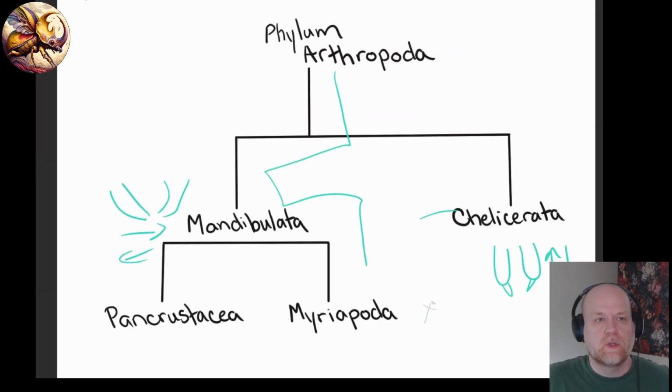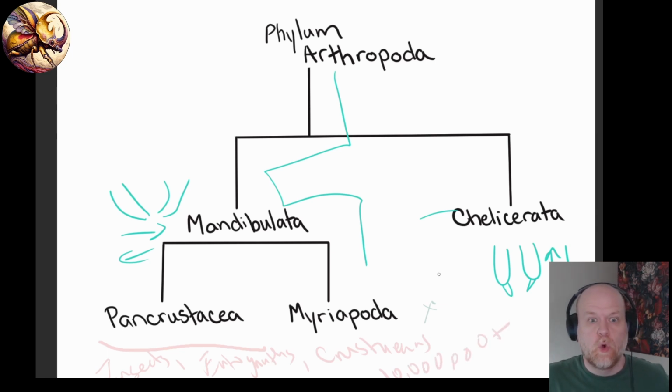Next time, we will go to the biggest group out of all the arthropods, the pancrustacea. So this is all the insects, all of the entognaths, which you probably don't know about, and all of the crustaceans. Together, this is 10 million plus species. So it's an enormous amount of stuff to go through, and the insects are where we're going to spend the rest of our time in this course. But we will briefly touch on the crustaceans because it's such a large group, and a little bit about the entognaths.